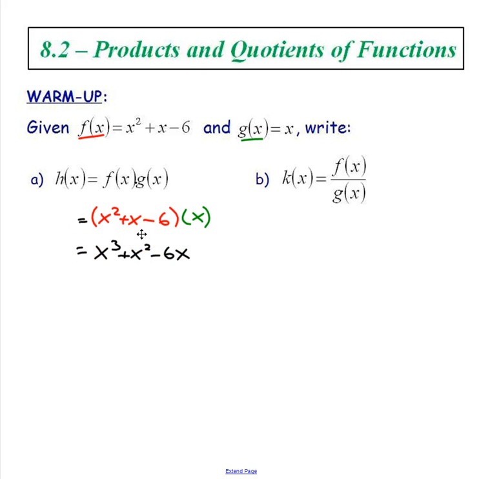And we should kind of expect something like that, because if we were multiplying a degree 2 quadratic and a degree 1, which was a linear, wouldn't that make a degree 3, which is a cubic?